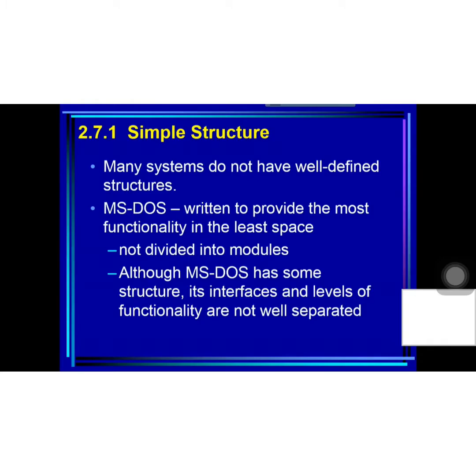Frequently, such systems started as small, simple, and limited systems, and then grew beyond their original scope. MS-DOS is an example of such a system. It was originally designed and implemented by a few people who had no idea that it would become so popular. It was written to provide the most functionality in the least space, so it was not carefully divided into modules.